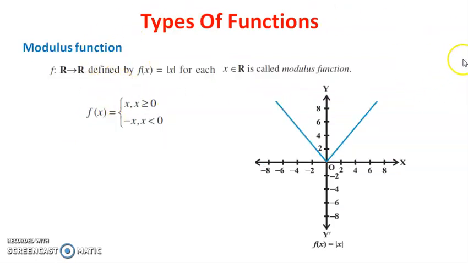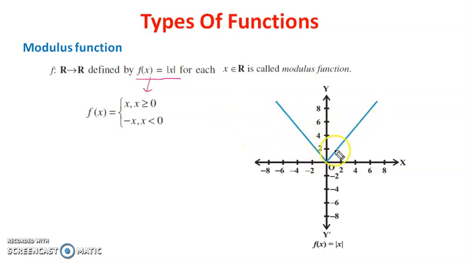modulus function. So what is a modulus function? Suppose f of x is a real function, real number to real number, and f of x is equal to modulus x. And this modulus x is defined as plus x when x is greater than 0, minus x when x is less than 0. For every value of x, your f of x will be a non-negative number. That is called the modulus function.